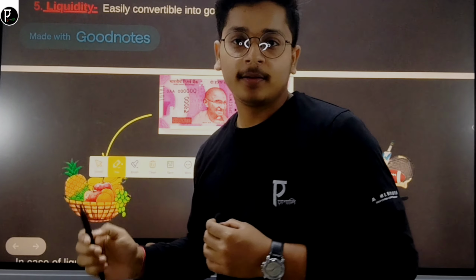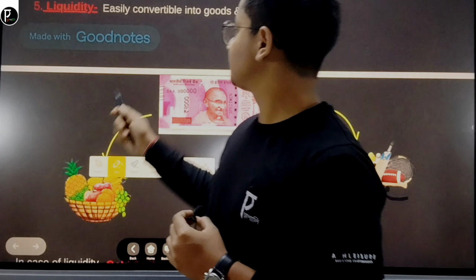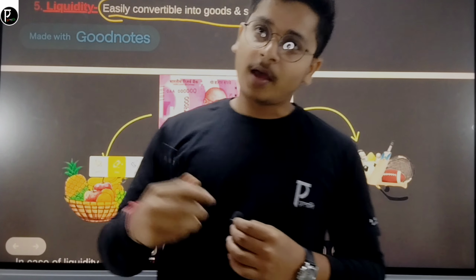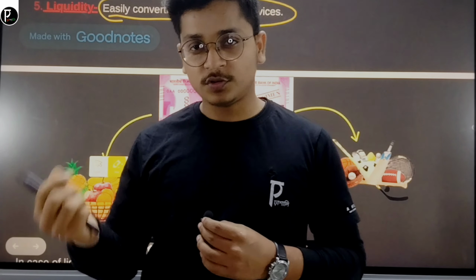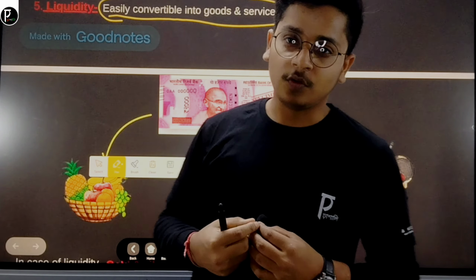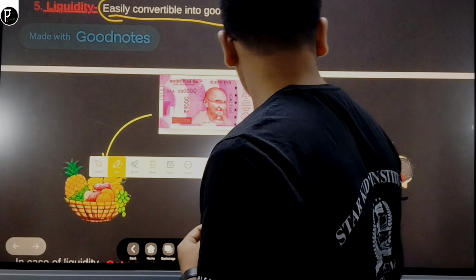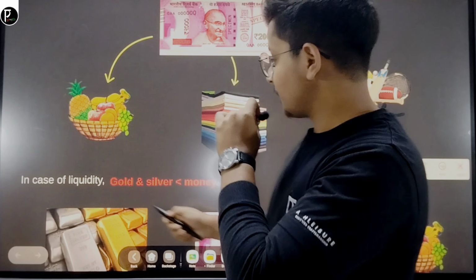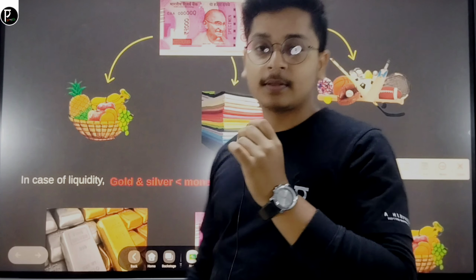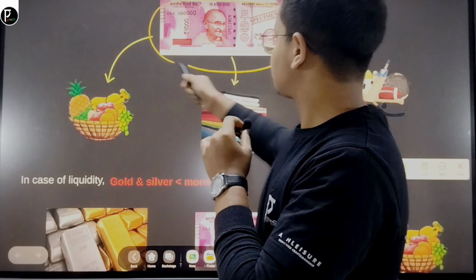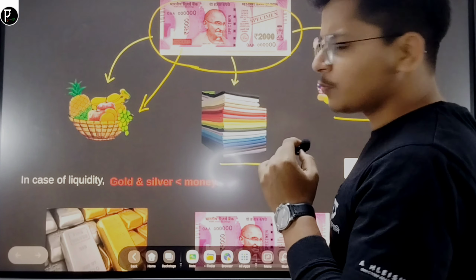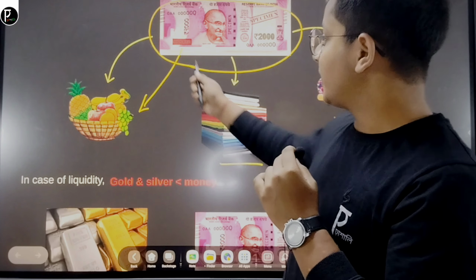Another most important characteristic of money is liquidity. It can easily be convertible into goods and services. Suppose I go to market and I purchase some goods from the shop owner in return of money. So the money of mine is easily converted into the goods which I purchased. Let's take an example to understand the liquidity of money. This is a 2000 rupee note. It is easily convertible into fruits, clothes, sports kit, whatever you want. So it is highly liquid.